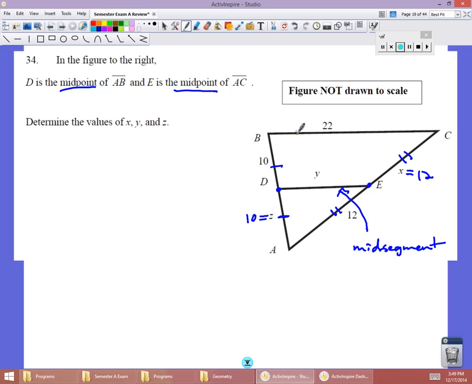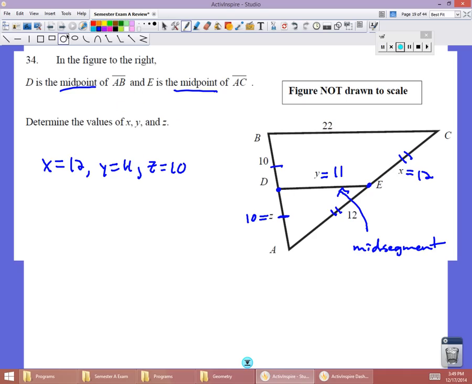Because this is a mid-segment, that makes it half as long. First of all, it's going to be parallel to the base. And second of all, it's going to be half as long as the base. So in this case, y would be half of 22, which would equal 11. If we write those out, we would have that x is equal to 12, y is equal to 11, and z is equal to 10. Now again, this only works if we're connecting the midpoints, and in this case we are.